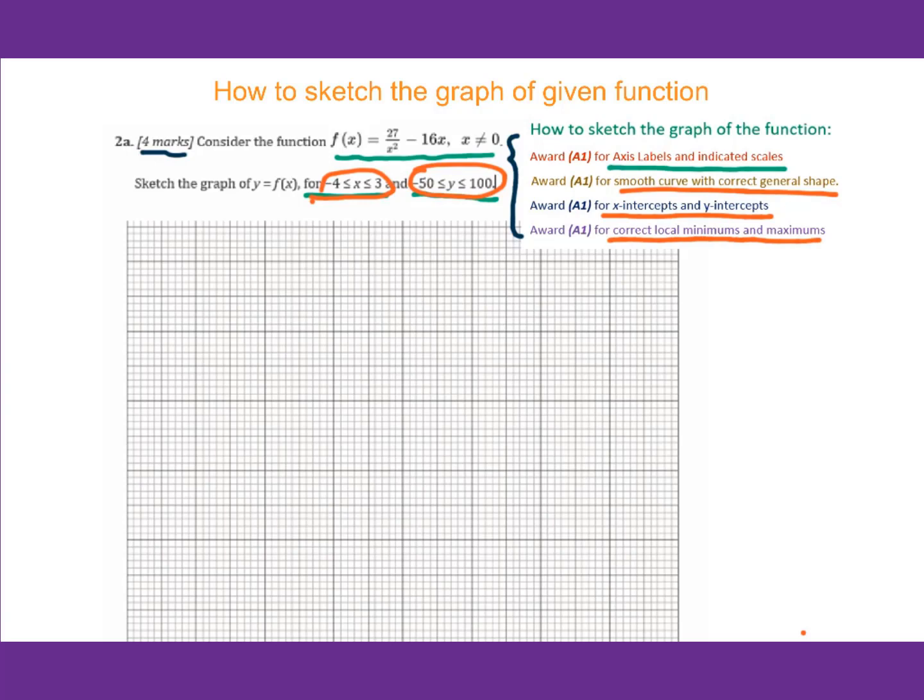When you sketch the graph, if you have a denominator with the x, you know you will have a vertical asymptote line. For the vertical asymptote line here, x squared not equal to 0 means x not equal to 0. So before you sketch the graph, you have to check whether there is any asymptote line you need to pay attention to.